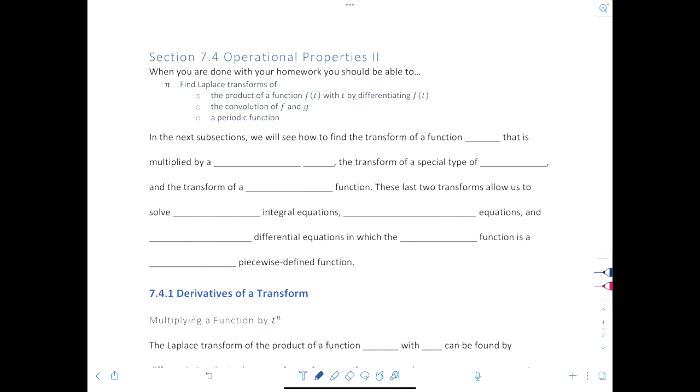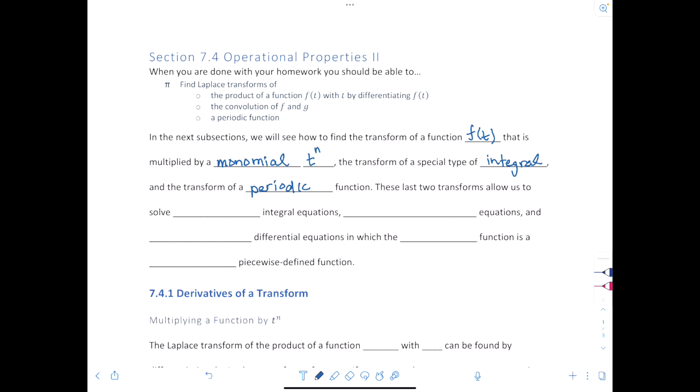So here we go. In the next subsections, we'll see how to find the transform of a function, f at t, that is multiplied by a monomial, t to the n, the transform of a special type of integral, and the transform of a periodic function.